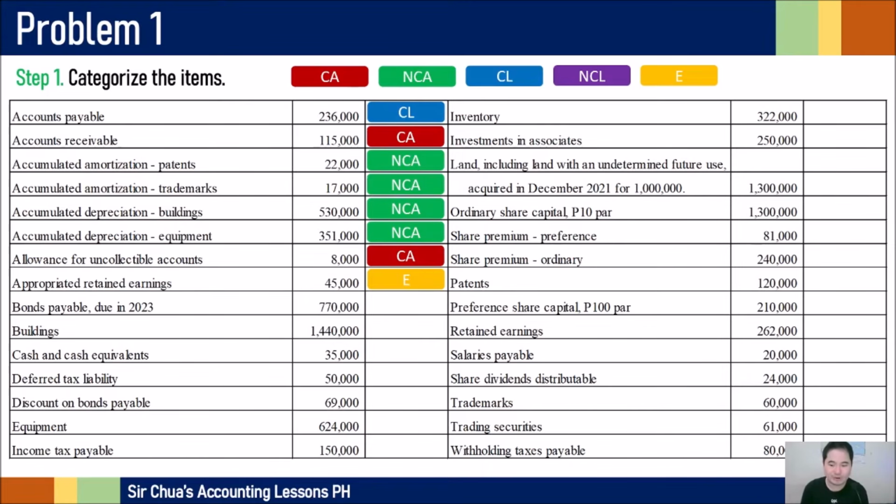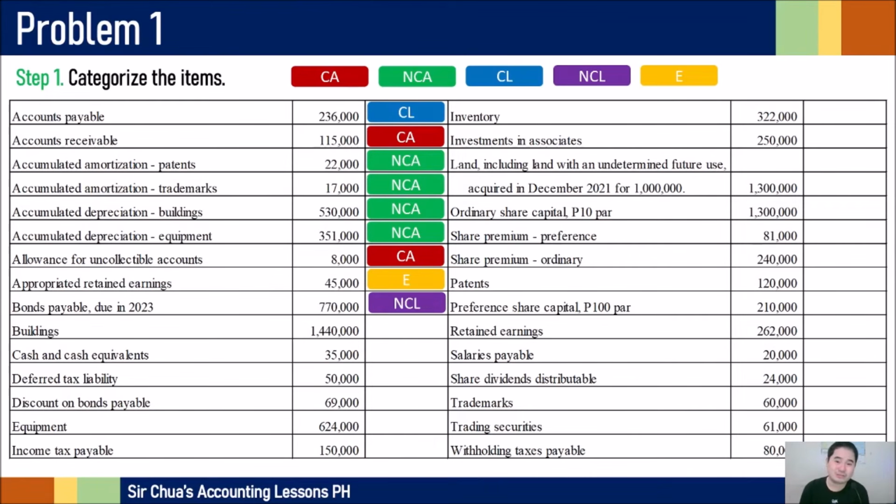So, yan po ay non-current liab. Kasi ang pinag-uusapan natin dito, December 31, 2021. Pero kung sakali, ito ay due in 2022, that's already next year, kung ang pinag-uusapan natin ay December 31, 2021, at due in 2022 siya, ay current liab na yan. Okay?